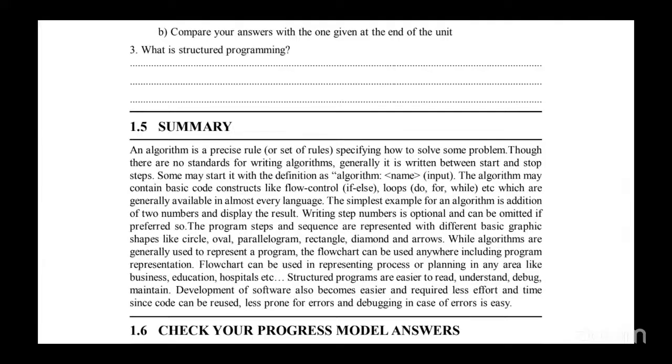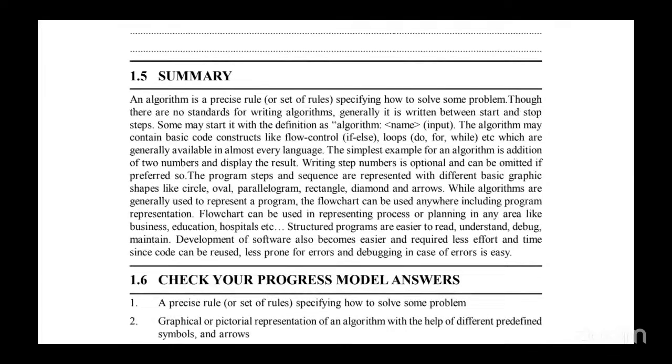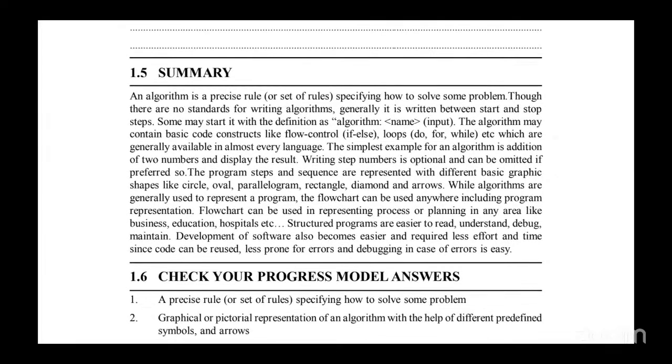The algorithm may contain the basic code constructs like flow control and loops such as do, for, while, etc., which are generally available in almost every language. The simplest example of an algorithm is the addition of two numbers and displaying the result, writing the steps. Numbering is optional and can be omitted, provided all programming steps are in sequence.